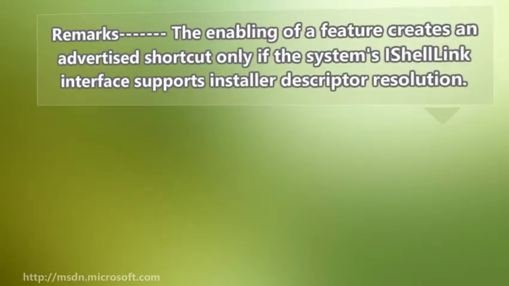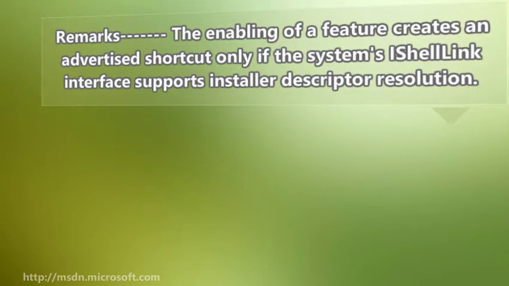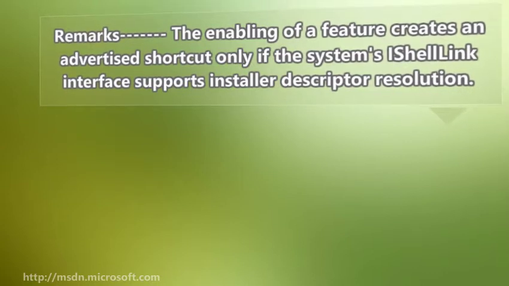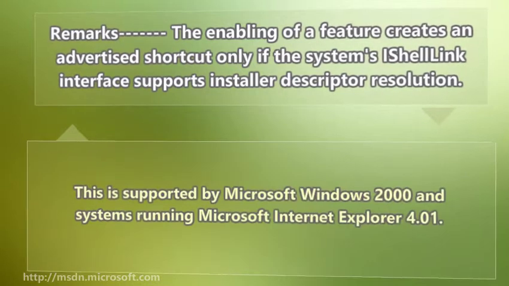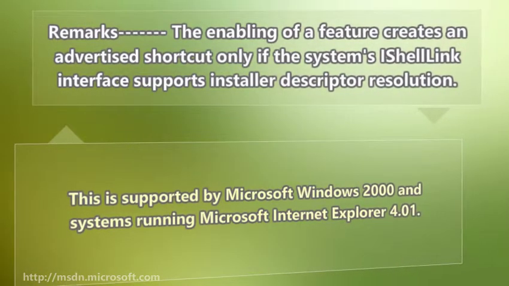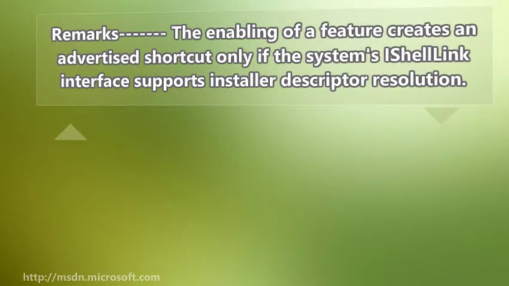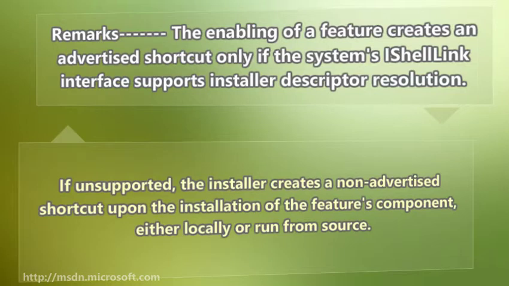Remarks: the enabling of a feature creates an advertised shortcut only if the system's Shell Link interface supports installer descriptor resolution. This is supported by Microsoft Windows 2000 and systems running Microsoft Internet Explorer 4.01. If unsupported, the installer creates a non-advertised shortcut upon the installation of the feature's component, either locally or run from source.